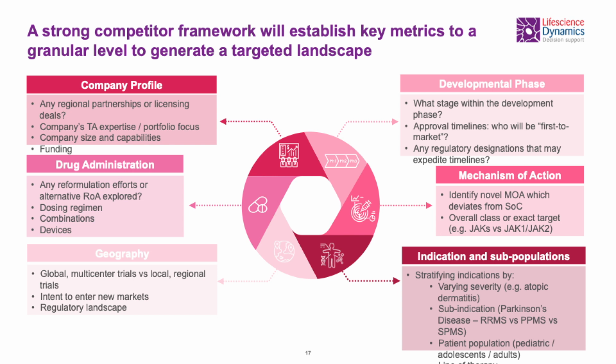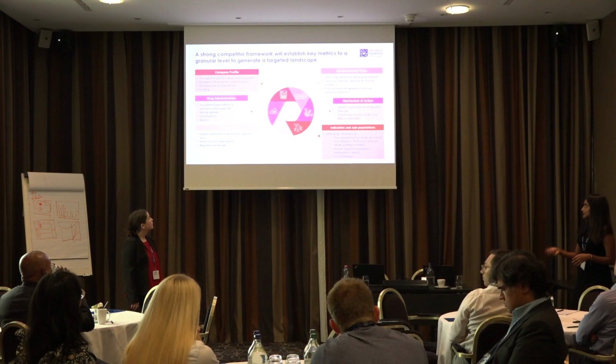Also looking at the geography, so maybe looking at the trials and where they are being conducted, because this will inform the intent to enter new markets and the regulatory considerations. The development phase, of course: who will be first to market and any regulatory designations that may accelerate timelines, mechanism of action, as well as indication and subpopulations. Again, this will make more sense as you see more examples of landscapes, as we will cover. But once we have the general framework in mind, we think these granular metrics will also be important to align on with your stakeholder before going ahead and conducting the landscape analysis.